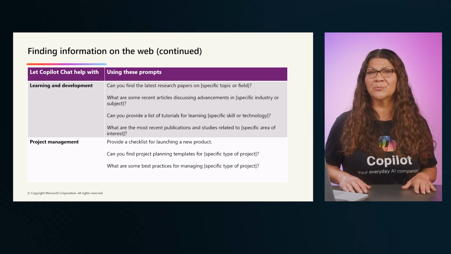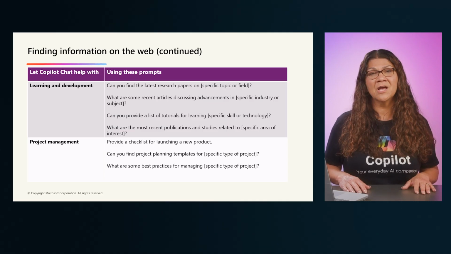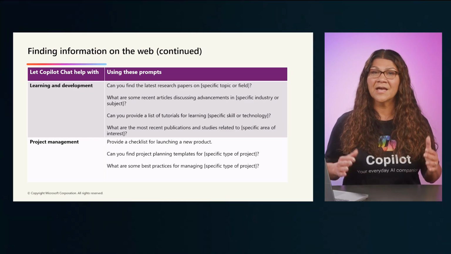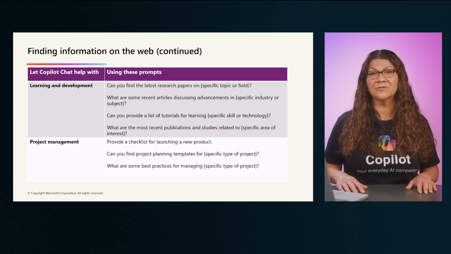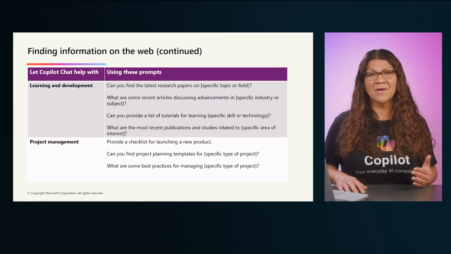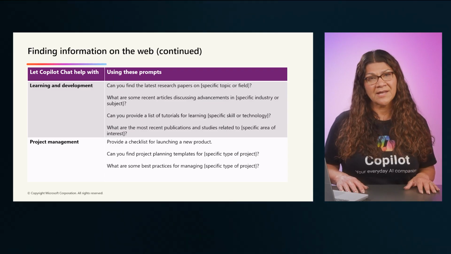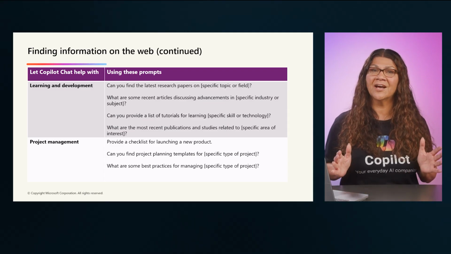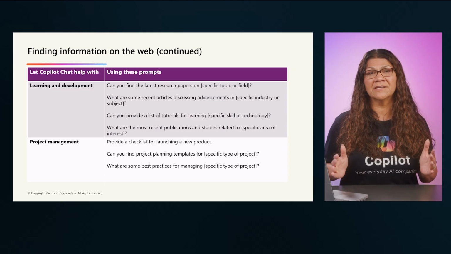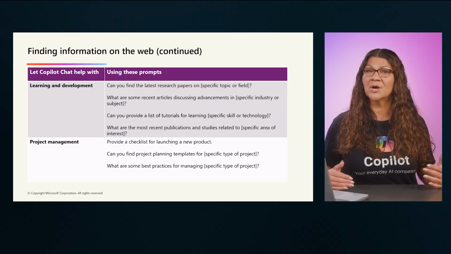Using Copilot for project management can help you plan and execute projects by pulling templates, checklists, case studies, and best practices directly from the web. You can ask it for sample launch plans, methodologies tailored to your project type, or proven strategies used in your industry. This is especially useful when kicking off new initiatives, preparing stakeholder documents, or comparing project approaches.